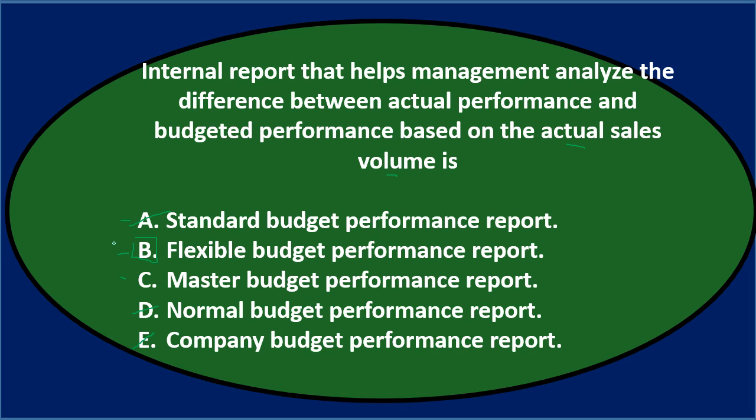to allow us to flex the budget to what actually happened in terms of the volume, and then make the comparison in a way that hopefully can give us more relevant data based on that sales volume. So final answer, internal report that helps management analyze the difference between actual performance and budgeted performance based on the actual sales volume is B, flexible budget performance report.